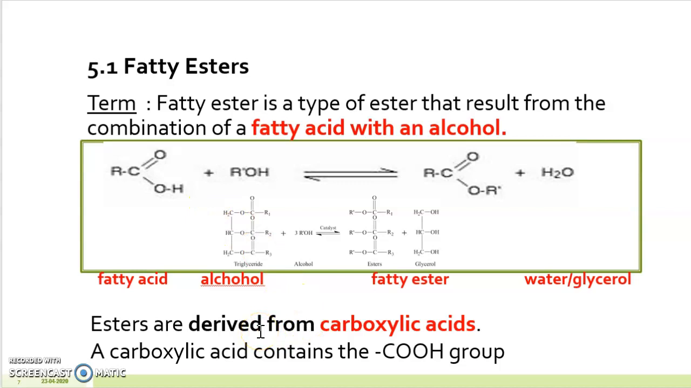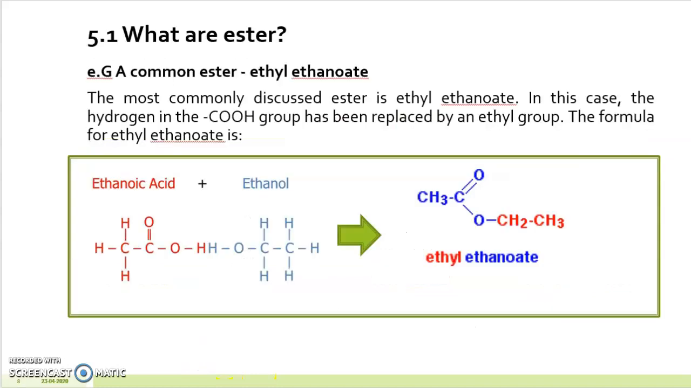Esters are derived from the carboxylic groups, so it is from your fatty acids. The carboxylic acid contains the COOH group. What is an ester? The common ester is ethyl ethanoate. We obtain ethyl ethanoate from the reaction of, in this case, ethanoic acid and also ethanol, the alcohol. So you will obtain the ethyl ethanoate.